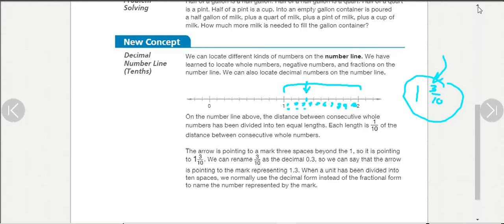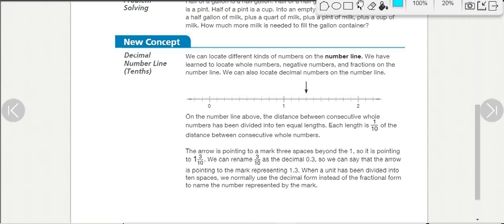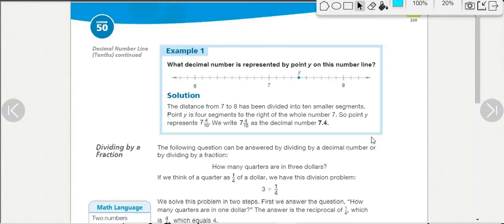See how I got my denominator? Counting the total number of spaces there are between any two whole numbers. And then I count the spaces, not the lines, getting my final mixed number.